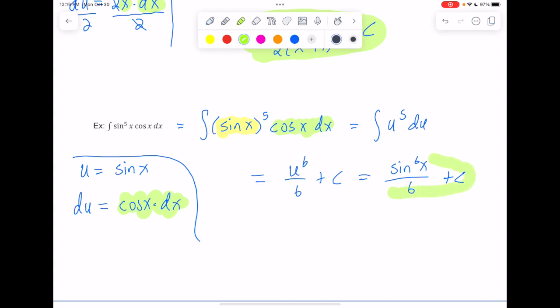So there's something that looked like a very messy integral to evaluate, but when I did the substitution, I end up seeing that it's just a simple power rule problem, just a u to the 5th. All right, let's go ahead and look at some more on the next page.